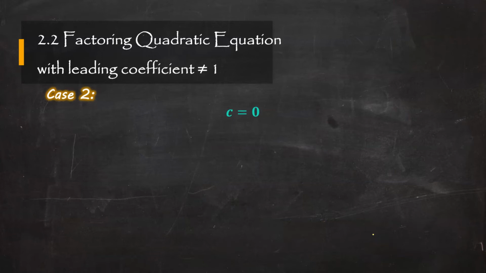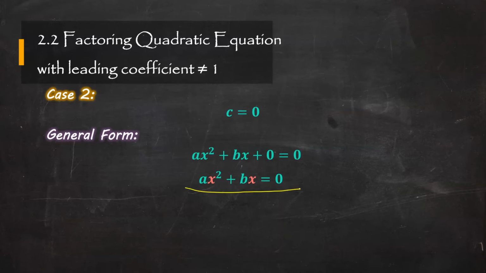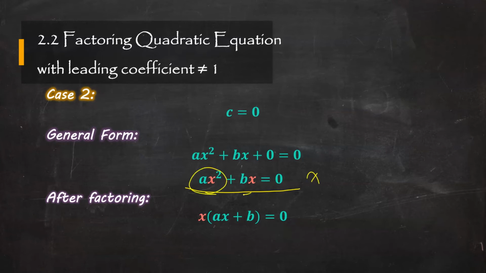The second case is when c equals 0, and the general expression is going to be ax squared plus bx equals 0. It's pretty easy for us to factor this because x is the common factor of those two terms, already highlighted in red. Now we have our two solutions: one is x equals 0 and the other one is negative b over a. This is the easiest case among all three cases.